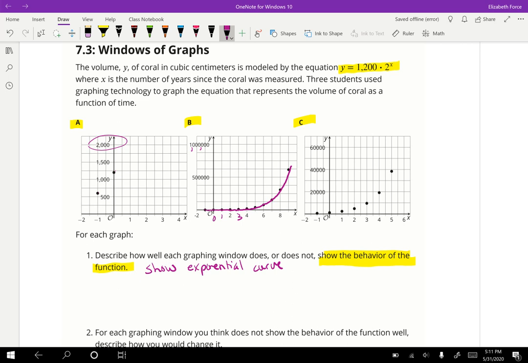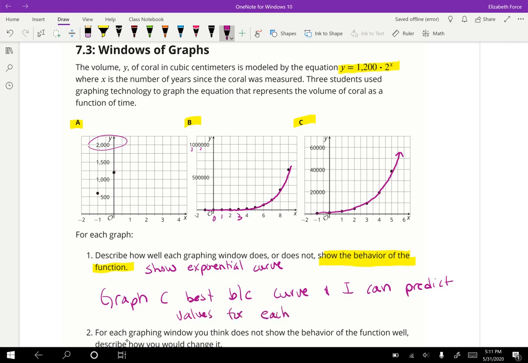And that's unfortunate because you need the initial value, the y-intercept, to actually write an equation when you're looking at a graph. So when I look at these 3, I really like C the best because I get a nice curve. So I'm going to go with graph C as the best because I get the curve and I can predict values for each input.